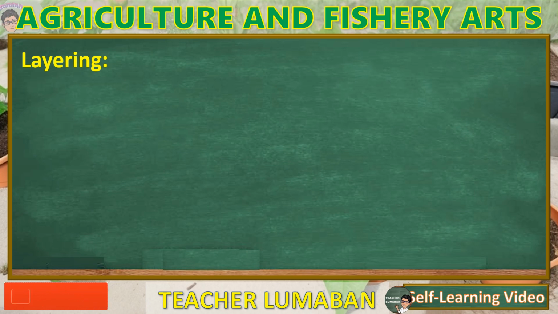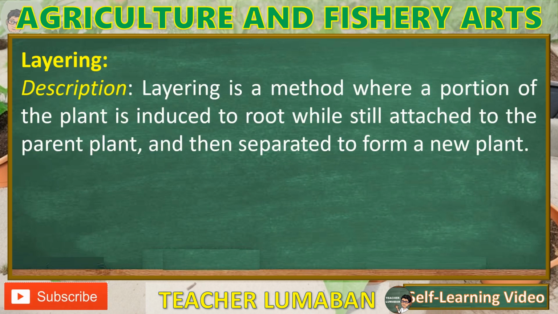Layering. Description: layering is a method where a portion of the plant is encouraged to root while still attached to the parent plant and then separated to form a new plant.